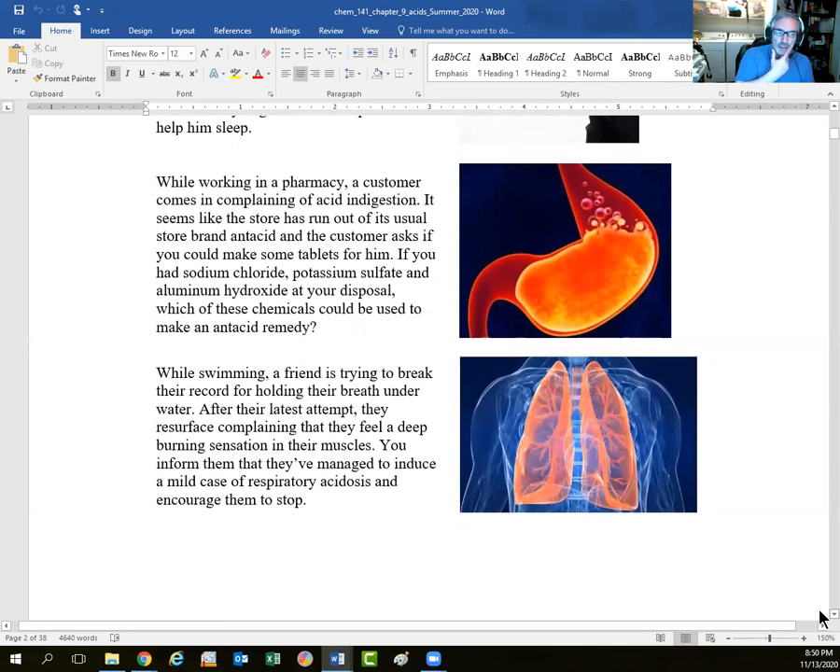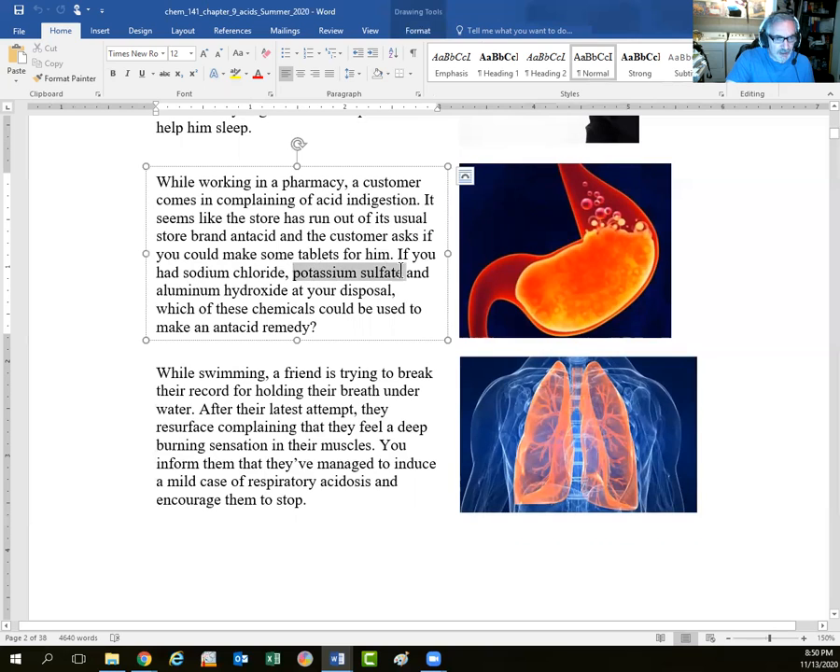You're in a pharmacy working, and a customer comes along looking for some help with acid indigestion. It doesn't look like you have your normal remedies over the counter for antacid tablets, but you have some raw materials you can work with, so maybe you can do them some good. There's sodium chloride, potassium sulfate, aluminium hydroxide at your disposal. Which of these chemicals, if any, could be of help? And what is it about the chemical that you should recognize as a potential antacid?